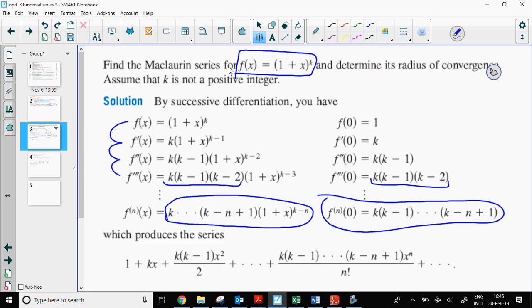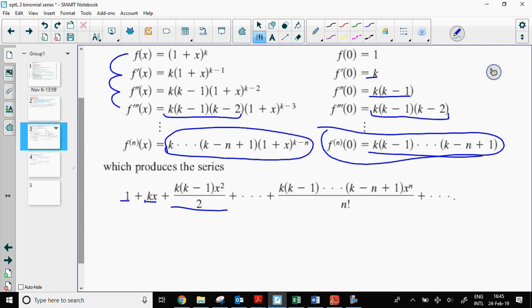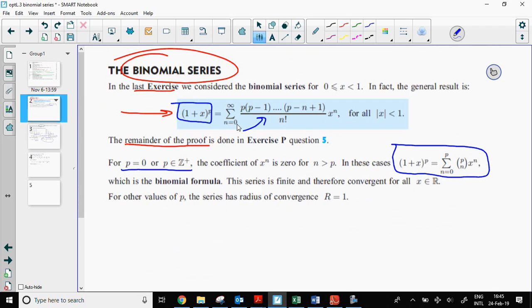Since this is a Maclaurin series, we start off with f of 0, which is 1, plus x times f prime of 0, so that's kx, plus x squared over 2 factorial times that, which we've got here, and so on and so on. In general, we will have x to the n divided by n factorial multiplied by that term. And this you may recognize from here. So that's where that all came from.